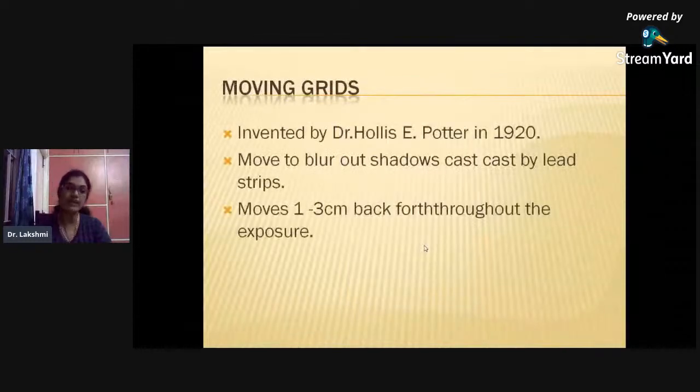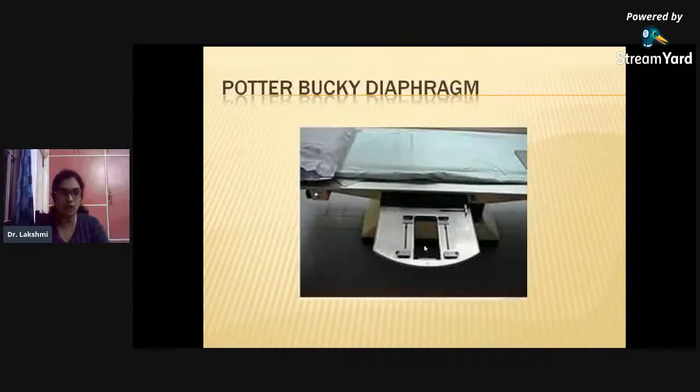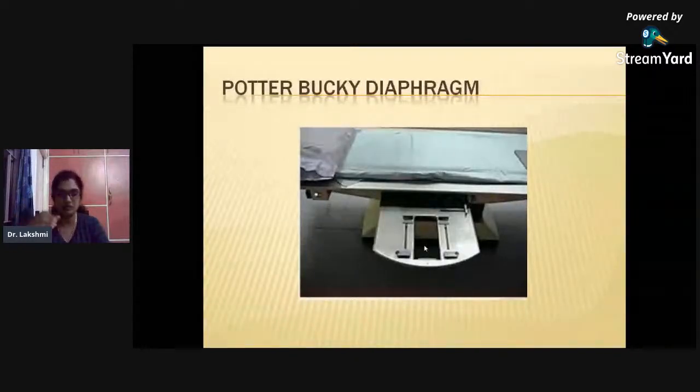So, moving grids, invented by Dr. Hollis E. Potter in 1920, move to blur out shadows cast by lead strips. It moves 1 to 3 centimeters back and forth throughout the exposure. This is also called the Potter bucket diaphragm. It is a movable grid. Okay, but they are expensive, and there is a considerable amount of the image quality being compromised.